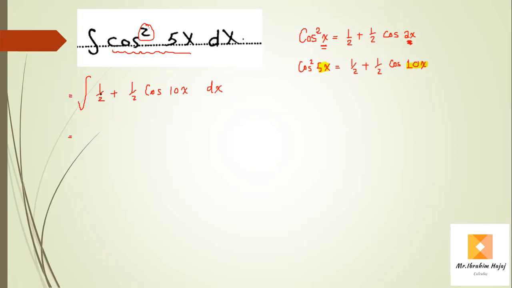Instead of cosine squared, here it's a sum. So it's easy now to find the integral of 1/2, which is 1/2 x, and the integral of 1/2 cosine 10x. Let the 1/2 be a constant, and take the integral of cosine 10x, which is sine 10x over 10, plus c. So the key of the solution here is using this identity: cosine squared of 5x is 1/2 plus 1/2 cosine 10x. So it's 1/2 x plus 1 over 20 sine 10x.